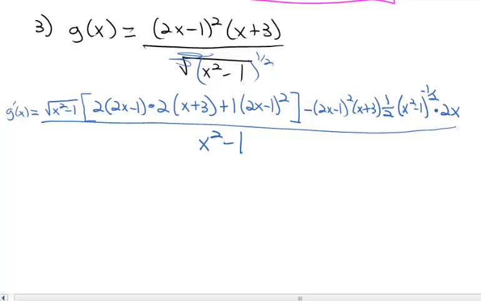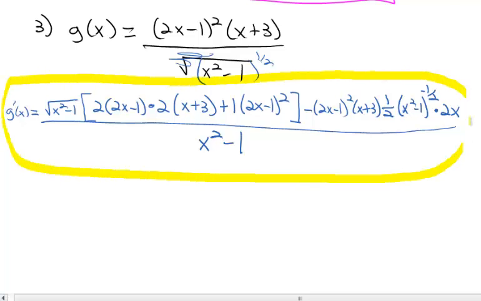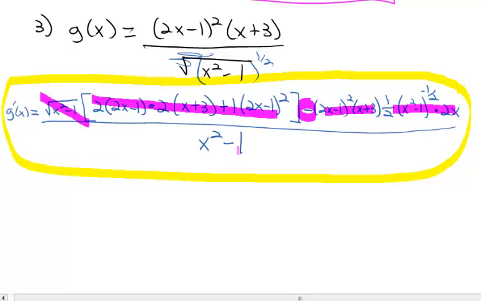And this one's not going to simplify as nicely. We could do the work to simplify it, but I'm just going to be content stopping here. We should be able to see that we did the quotient rule. It was low d high minus high d low, square the bottom, and away we go. All we did there was the quotient rule.